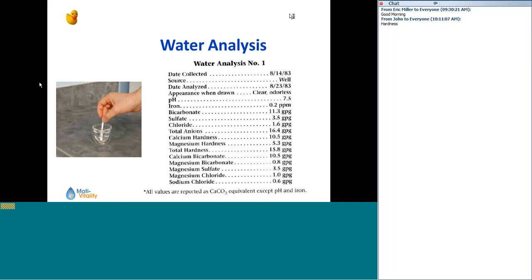So somebody tell me, what would be the parts per million in this one? What would be the total hardness in parts per million if you saw this on a real lab? Somebody calculate this for me real quick. So we're looking at total hardness. We've got 15.8 grains per gallon of total hardness. How do we convert that to parts per million? And you will see this again on the exam. How do you convert that 15.8 grains per gallon to parts per million?